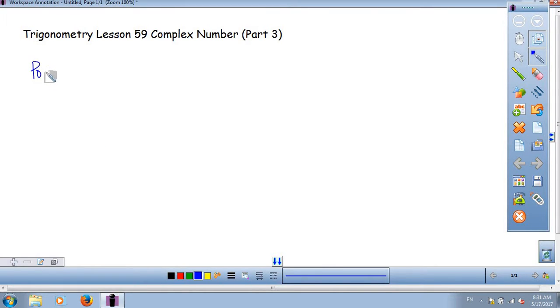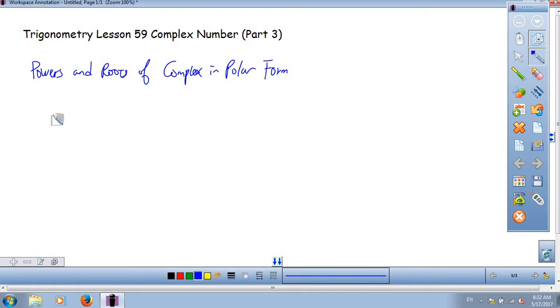Okay, so we're going to take a look at powers and roots of complex numbers in polar form. It is not exactly easy, but it's a little bit more efficient to take powers and roots using polar forms. And we're going to introduce a theorem called De Moivre's Theorem, named after a French mathematician.